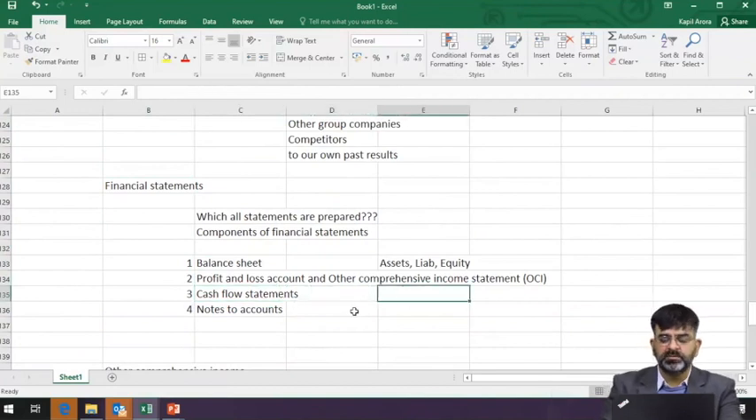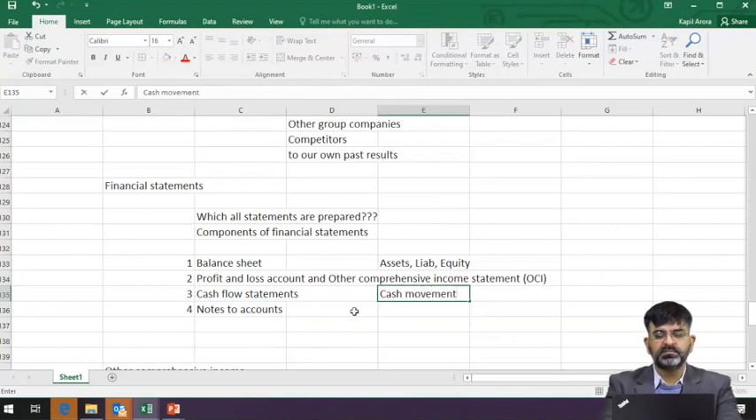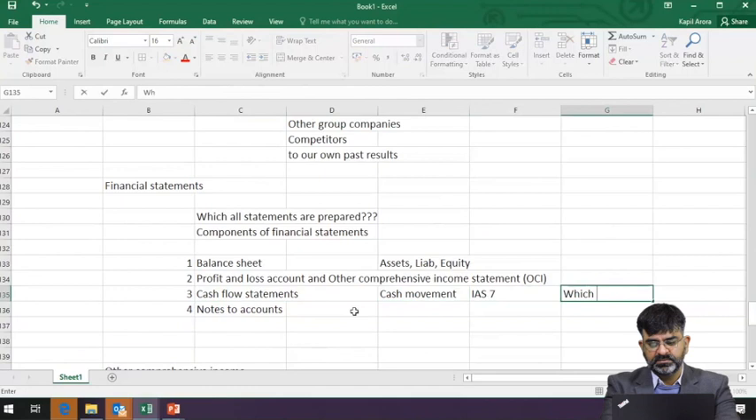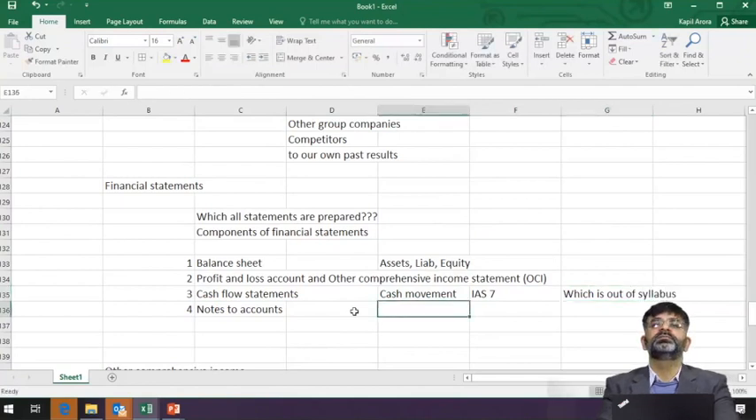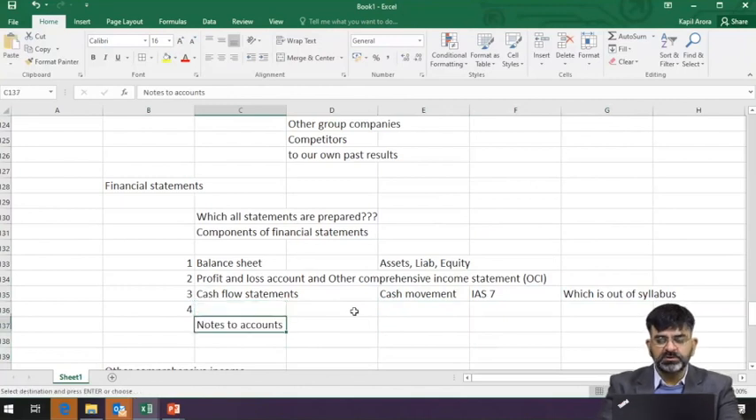Cash flow statement talks about cash movement, right? What is the cash coming in and going out? It is covered under IAS 7, which is out of syllabus, right? But we know what cash flow statement is. Number 4. So number 4 is not notes to accounts.